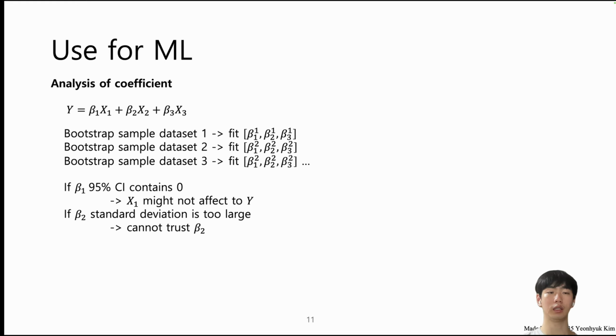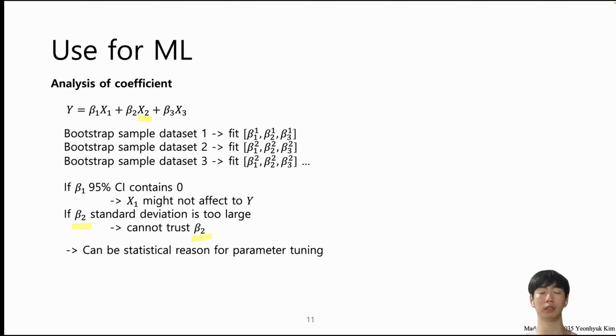If some coefficient's 95% CI contains 0, that predictor might not affect Y, which means it will be meaningless. There is no relationship between the predictor and the Y. And if some coefficient's standard deviation is too large, we cannot trust the fitted value beta. It doesn't mean that we cannot use the predictor. So if beta 2 is the case, it doesn't mean that we cannot use x2 as a predictor. We still can use x2, but we cannot use beta 2, the fitted value. Bootstrap can be a statistical reason for parameter tuning.